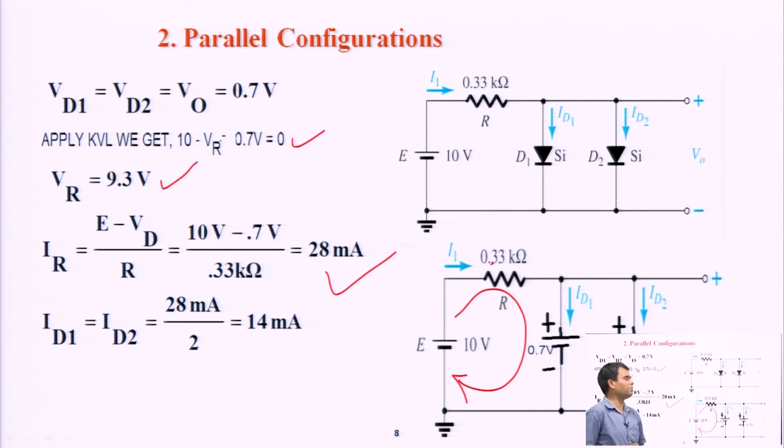Why is it 28 milliampere? Because the voltage across the resistance R is 9.3 volt and the current is 9.3 volt upon 0.33. This means this becomes 28 milliampere. Now, ID1 and ID2: because of this I1 current, it means equal current will be distributed.